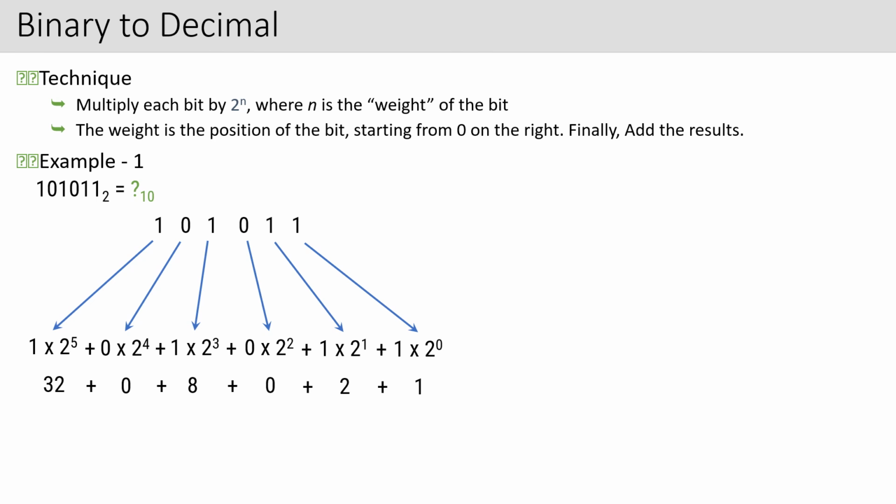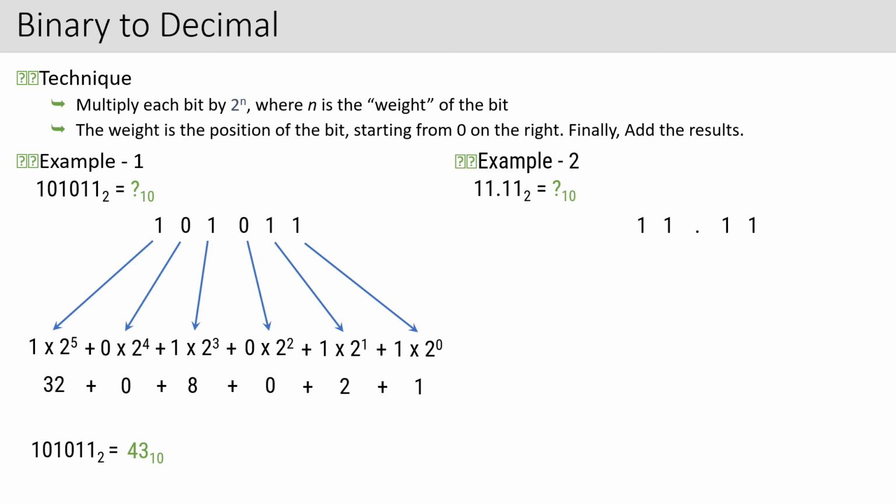Now add up all these numbers, that means 32 plus 8 plus 2 plus 1, and that is going to give you the decimal equivalent. What is the decimal equivalent of the binary number 101011? It is 43.